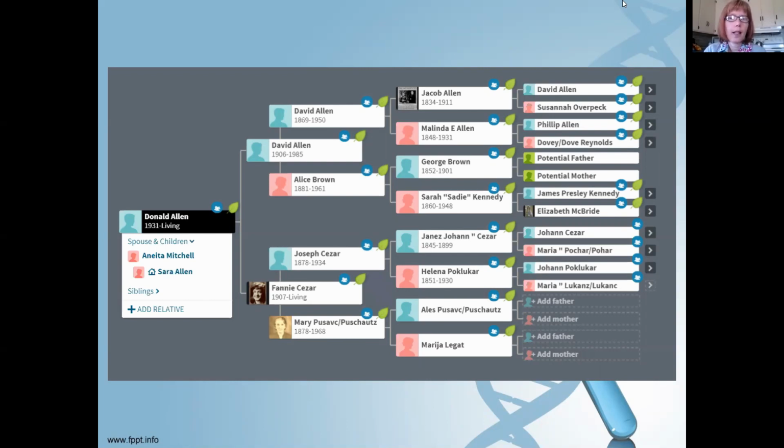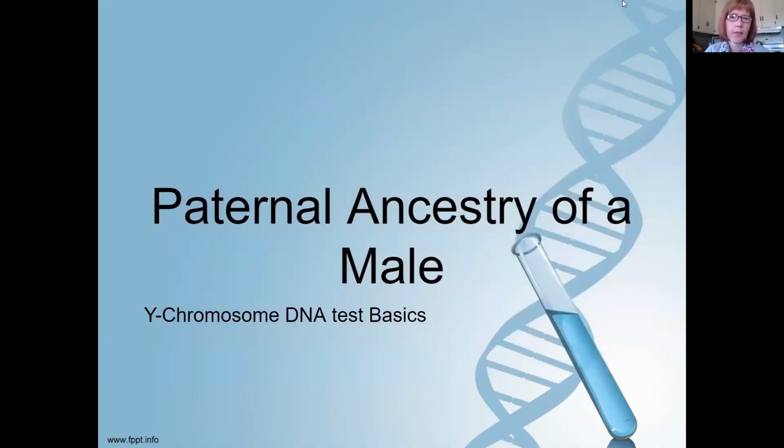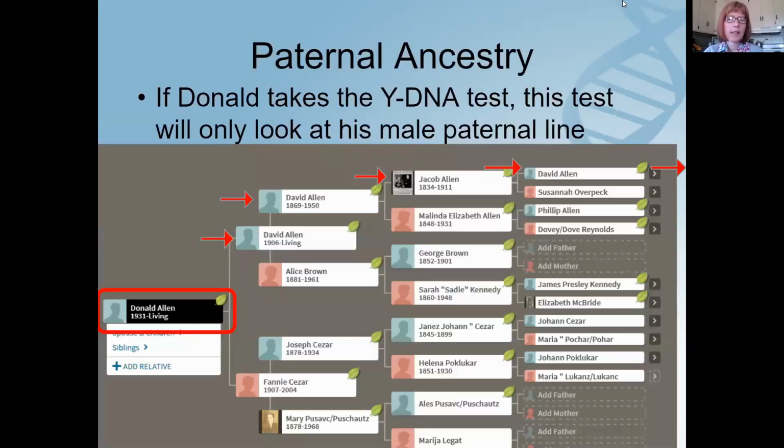Okay, so we're going to move on to paternal ancestry of a male. So this is another type of DNA test that males can take, and it's called the Y chromosome test. Looking at my dad's tree here, the Y chromosome test is going to be a male paternal line test. So men get their Y chromosome from their dad, and their dad passes it on to them. So my dad's male paternal line is noted here on the screen with the arrows.